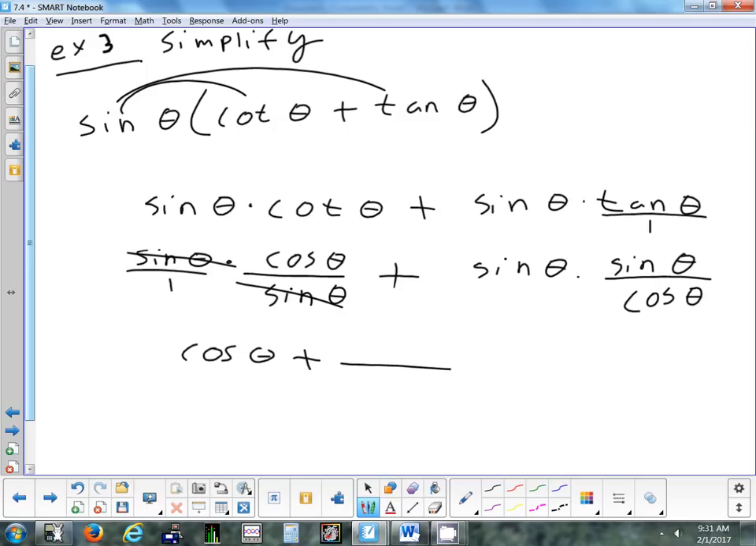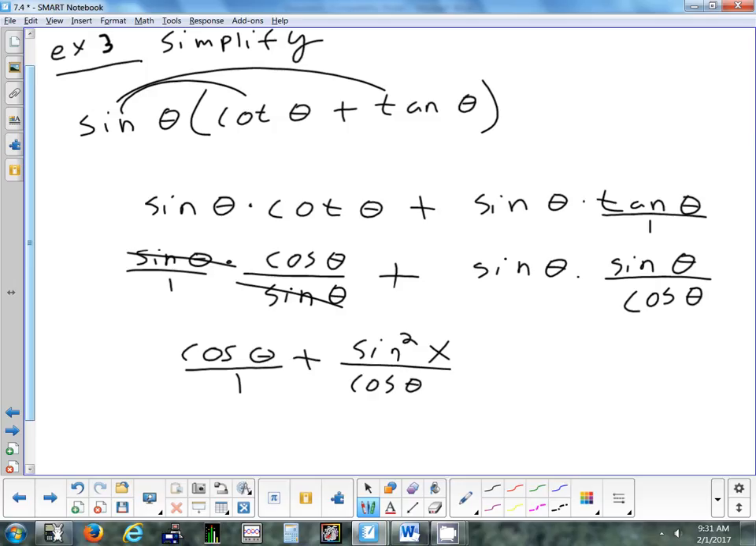Now, on the right side, that doesn't happen. I have cosine in the bottom. And what do I have in the top? It's sine times sine. It's like x times x. It's sine squared, yeah, or x squared, however you want to think of that. Sine squared. Okay. Now, there's no denominator here, but I could put in a 1.